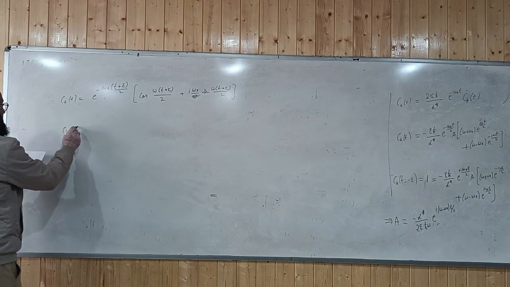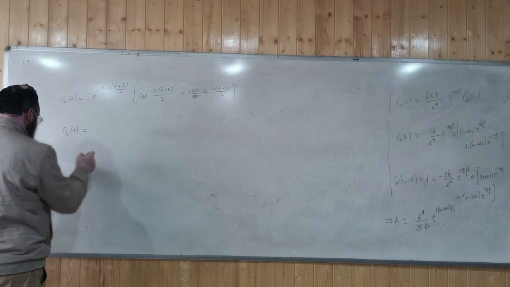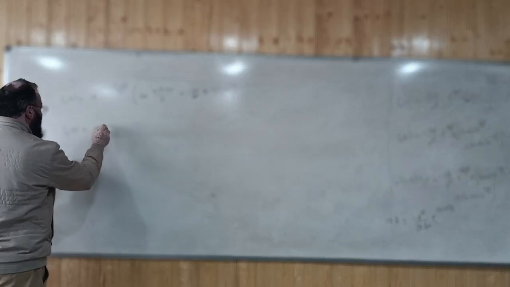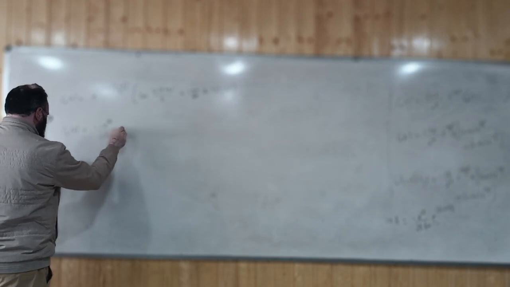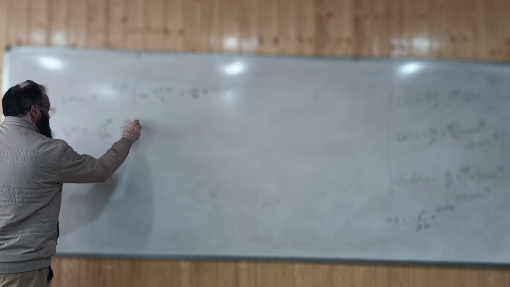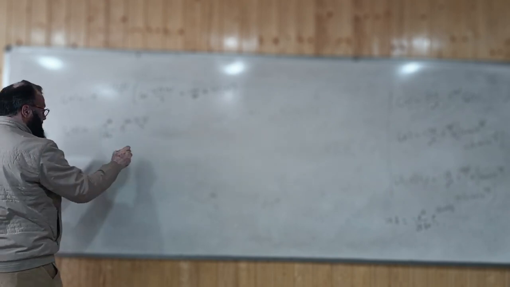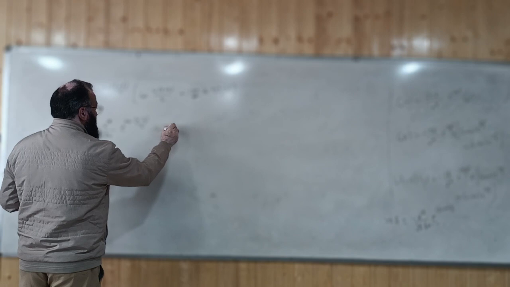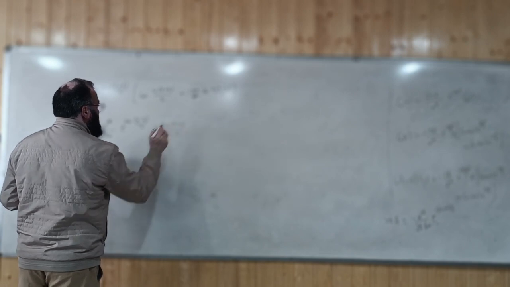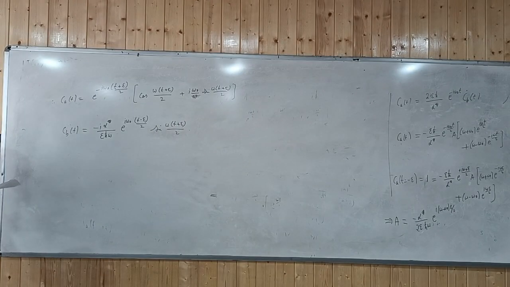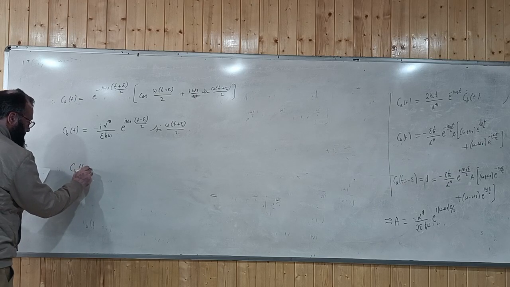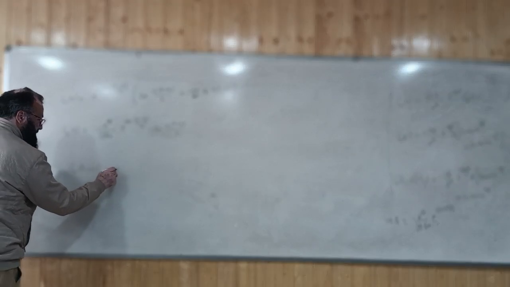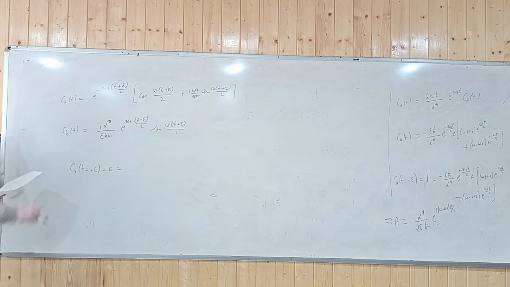Similarly, you will get this C_B(t). It is minus i alpha star divided by epsilon h cross omega, e raised to the power i omega_0 (t minus epsilon)/2, sine of omega (t plus epsilon)/2. So you have now got C_A and C_B. Let's apply the condition. C_A at t equal to plus epsilon is simply equal to A.